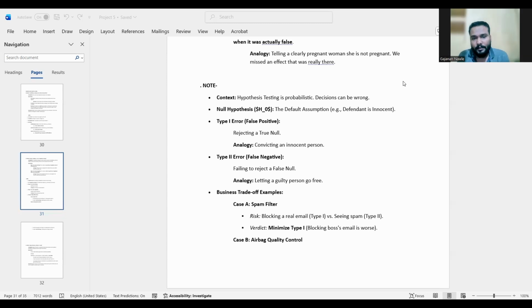So there is no fixed answer to which error is worse. As an analyst, it is our job to decide which risk the business can afford.